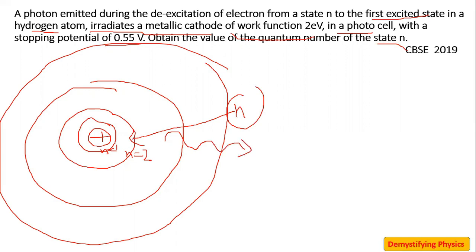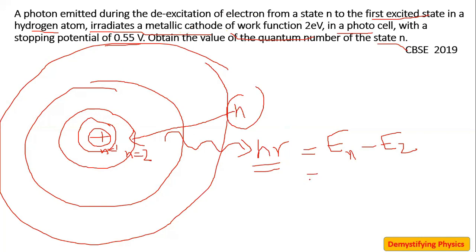Now we know that whenever there is de-excitation, a photon is emitted. The energy of the photon is given by the difference of the energy levels associated with the states. That means En minus E2. This is Bohr's postulate, right? Now this photon is also incident on this metallic cathode, which has work function 2 electron volt and stopping potential 0.55 electron volt. That means the photoelectric effect is taking place.